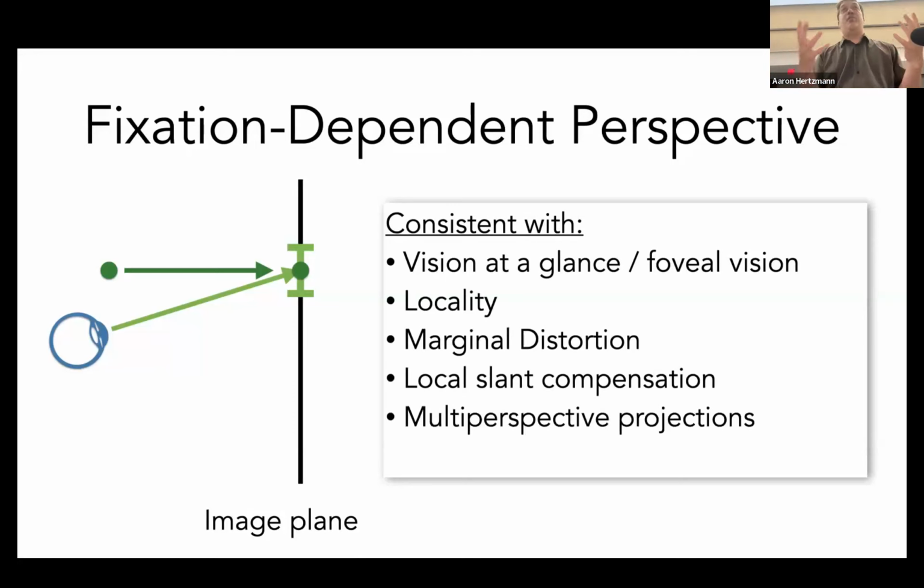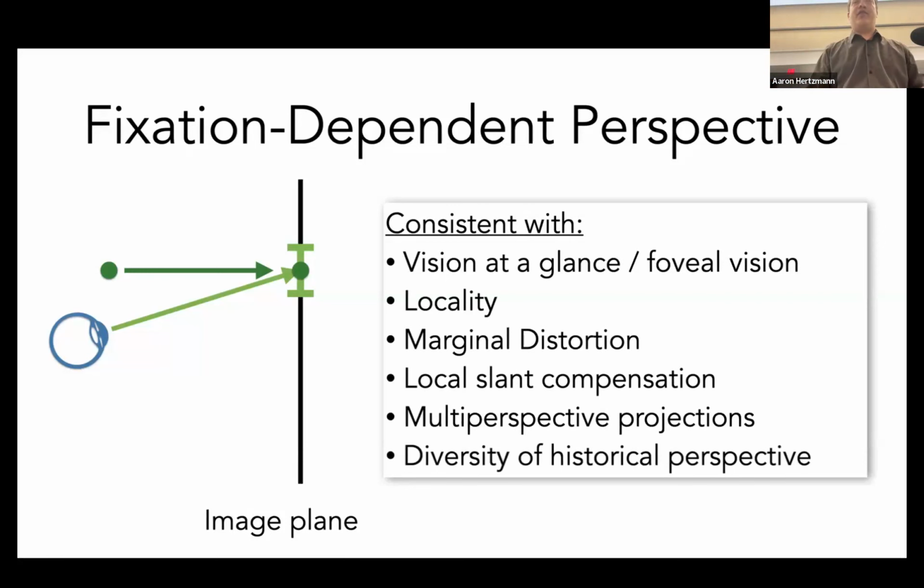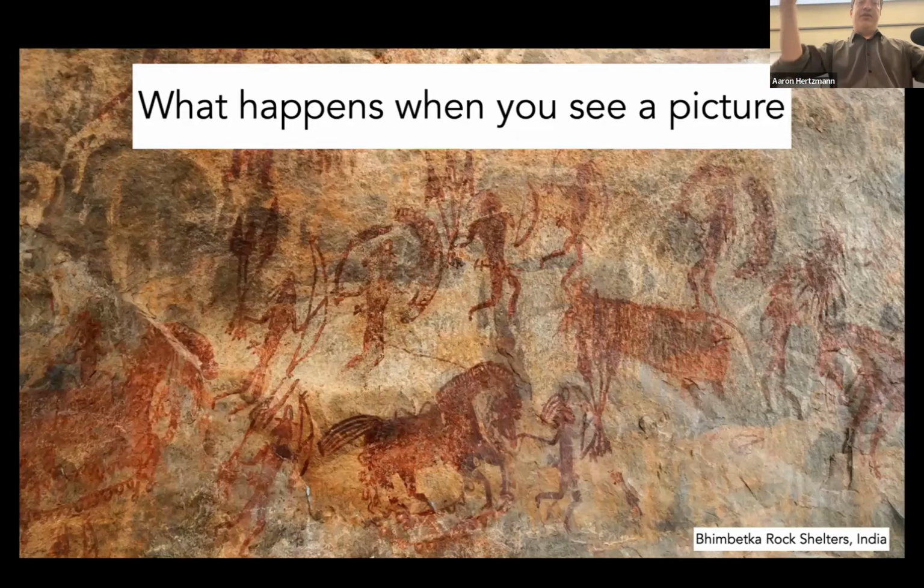And it's also consistent with the fact that we have, throughout our theory and computational techniques, multi-perspective projections where different parts of pictures can have their own projection and still look fine, both again in photography and in art history. So in short, when you see a picture, you look at different parts, you interpret each part with its own perspective, and information between these is somehow combined.